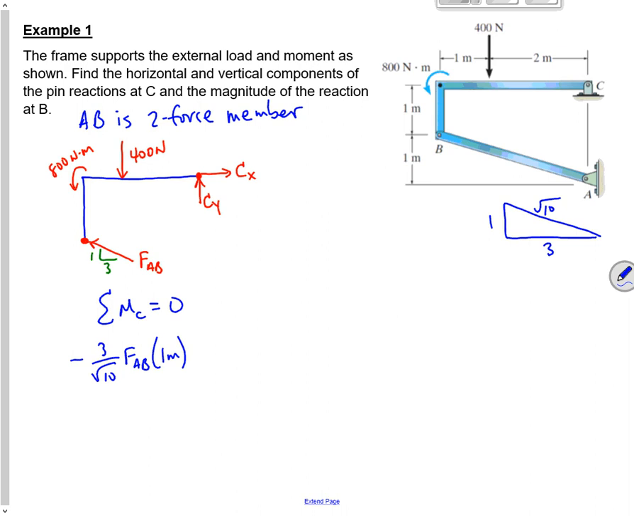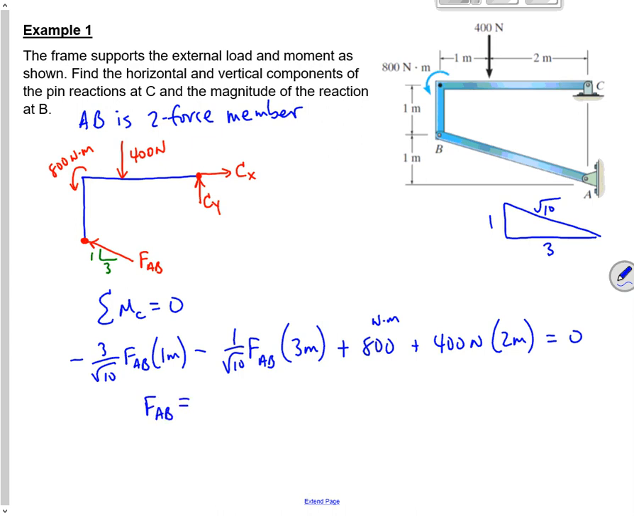Then I get the other component, the y component of FAB. That's a distance of 3 meters, and that's also going to make it rotate clockwise. I've got that 800 Newton meter, which makes it rotate counterclockwise. And then I've got the applied force, which is 2 meters from A. This is Newton meters. And all that has to add up to 0. And then I solve for FAB.